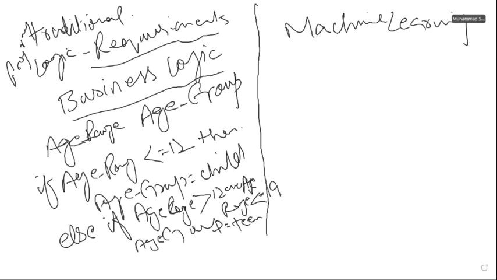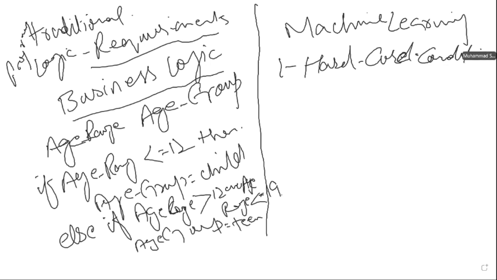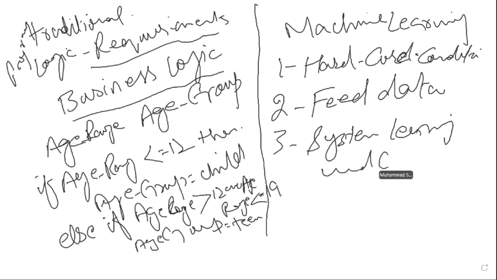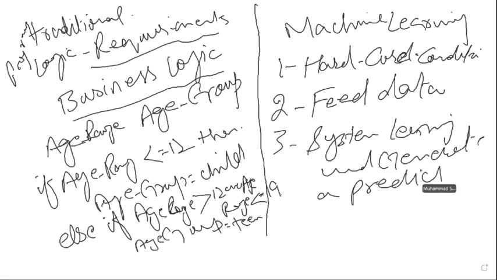Now, in the machine learning, there is a clear difference. We don't put the condition. So keep in mind, we are not going to put any hard code condition. What we are going to do, we will feed the data, and based on that data, system will learn and generate a prediction. Now that sounds interesting.